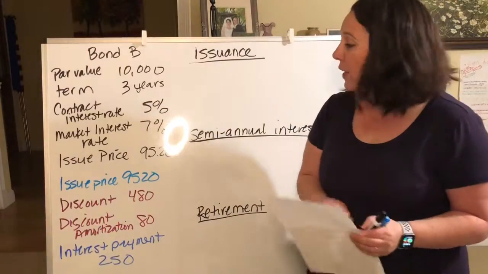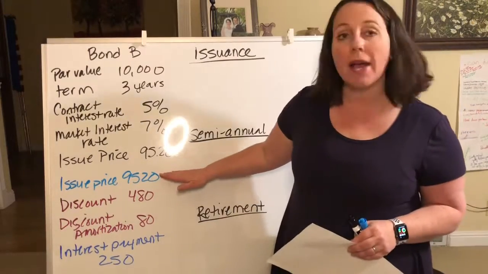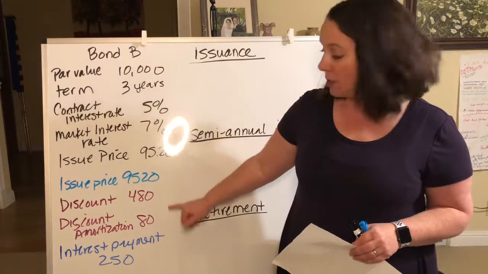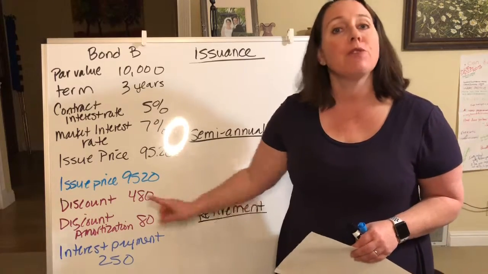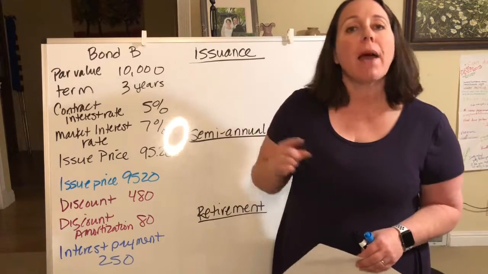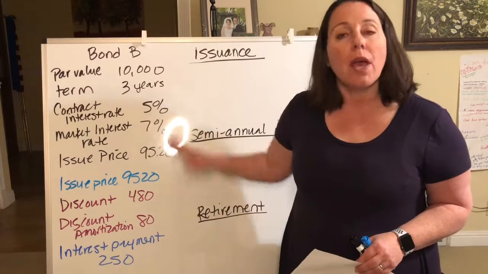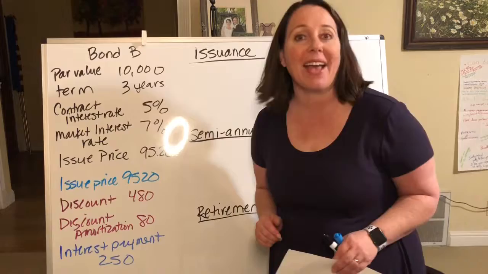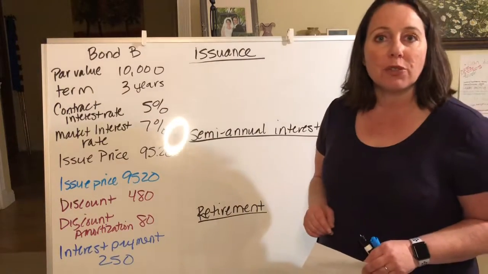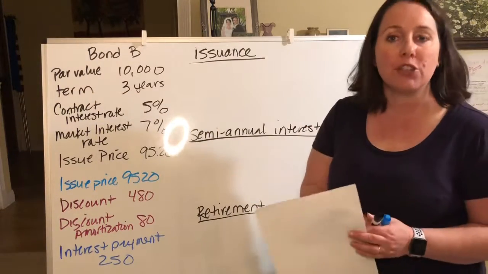In the previous video, we calculated issue price, discount amortization, and our interest payment. If you're not sure where we got those numbers, go back and rewatch the previous video and we'll go through step by step how we calculated each of those numbers. Okay, so let's start with our journal entries. The first is for the issuance.